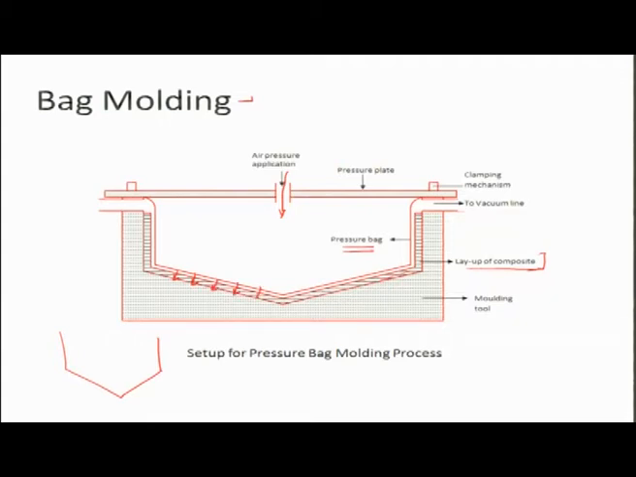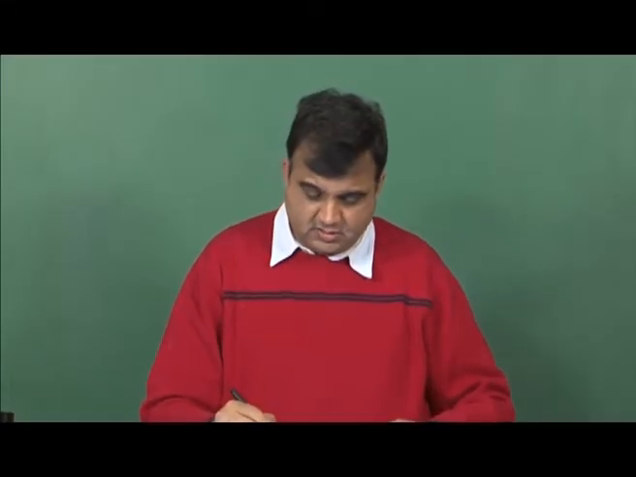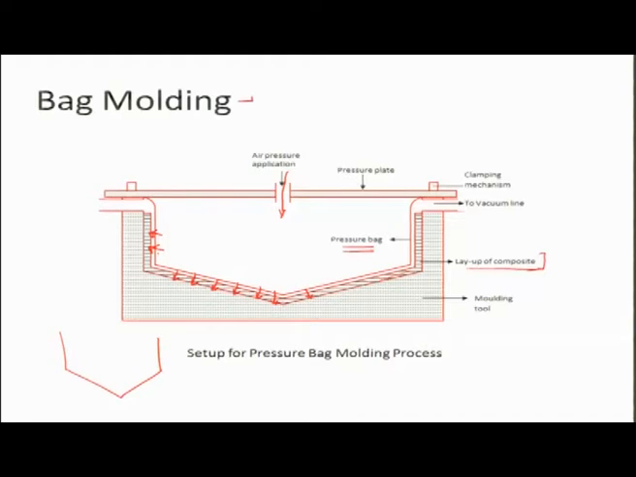The reason why I use a flexible pressure bag is because it uniformly applies pressure on all the surfaces. If I used a metal part, it would not distribute the pressure uniformly. And then of course I also have a vacuum line to suck out all the extra air. So this is the pressure bag molding process.